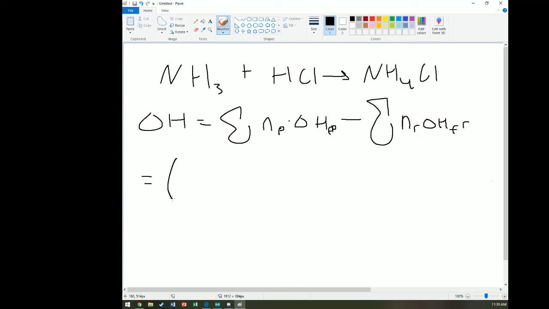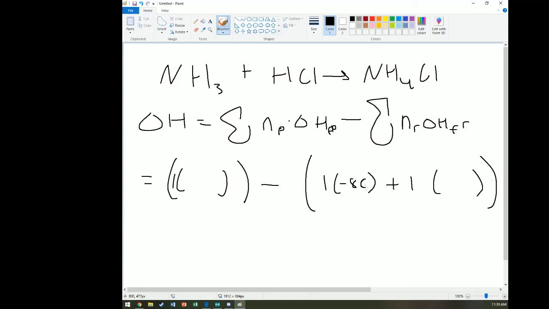So 1 of the product, subtract HCl, so 1 of that plus 1 of that. So products minus reactants. For NH3 it was minus 80, we said. And for NH4Cl, it's minus 314. And then for HCl, hydrochloric acid.